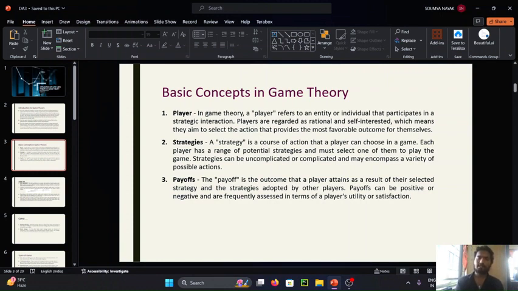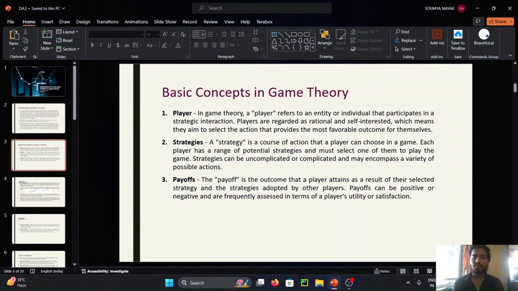So what is a strategy? The strategy is a course of action that a player can choose in a game. Each player has a range of potential strategies and must select one of them to play the game. Strategies can be uncomplicated or complicated, or may encompass a variety of possible actions. This is not dynamic here. We have to choose a particular strategy from a given set of strategies. We don't have something where we can choose anything we want. Among the strategies, we have to choose one, and according to that, we move on. This choosing process we can do based on automata.